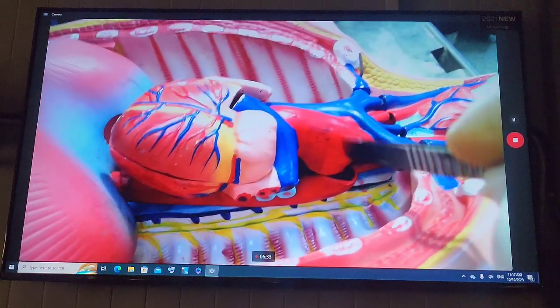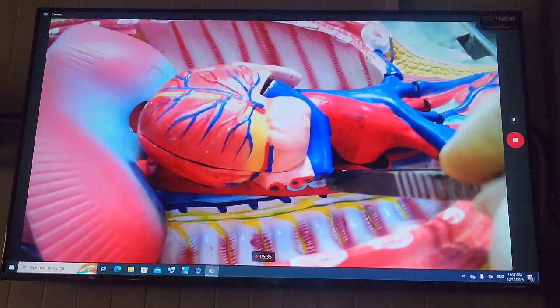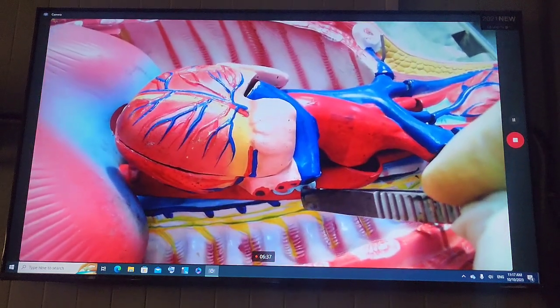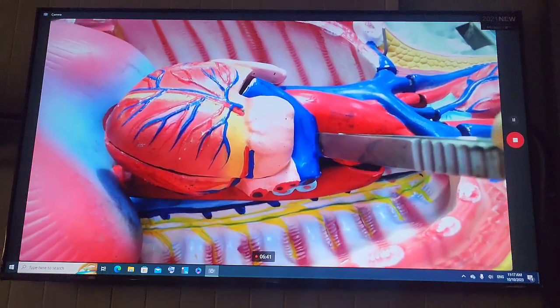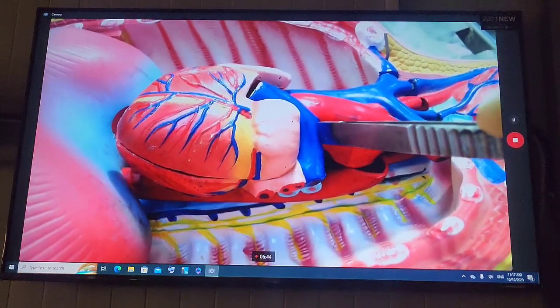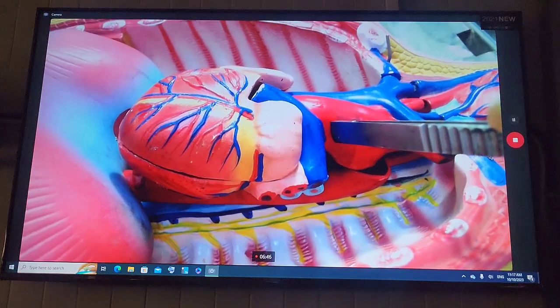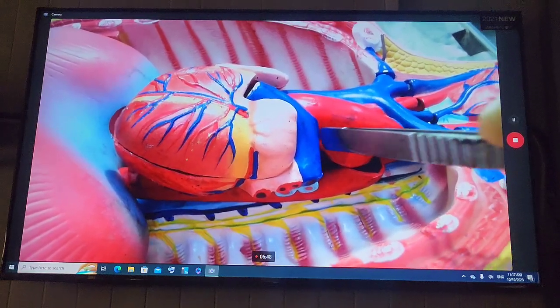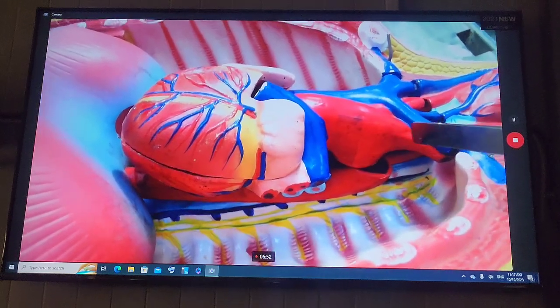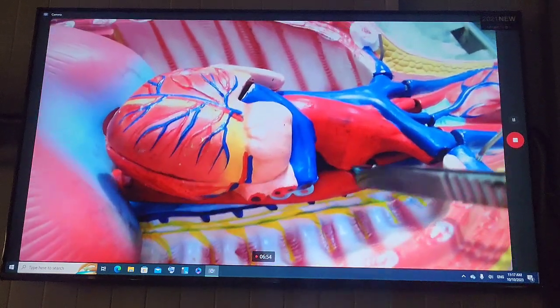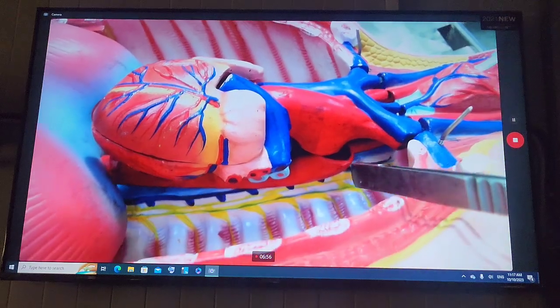So you can see that the arch of the aorta is arching above the root of the lung. And possibly, if that was a cadaver, we may see a ligament between the left pulmonary artery and the arch, which is here, ligamentum arteriosum. But in this plastic sample, it is not represented. Neither the phrenic nerve nor the vagus nerve are represented in this plastic model.